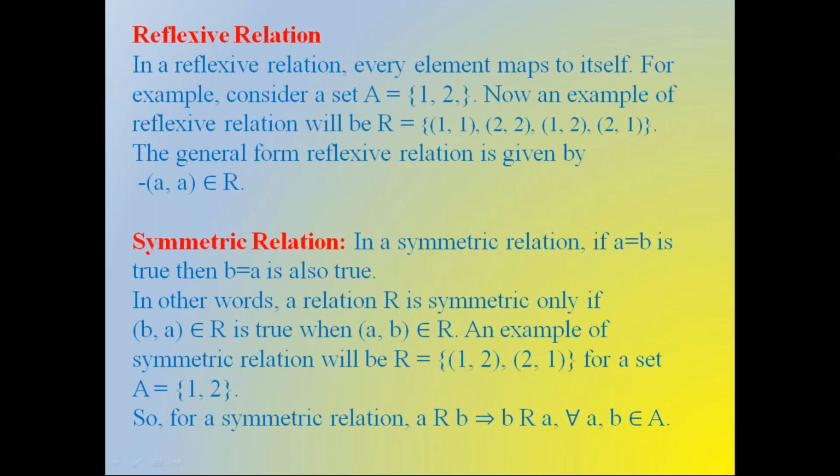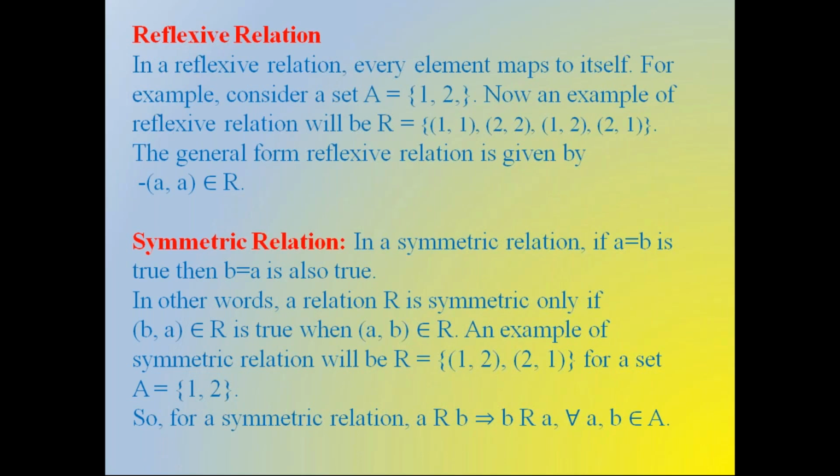In a symmetric relation, if a equal to b is true, then b equal to a is also true. In other words, a relation capital R is symmetric only if (b, a) belongs to R is true when (a, b) belongs to R. An example of the symmetric relation will be capital R equal to {(1, 2), (2, 1)} for a set capital A equal to {1, 2}. For a symmetric relation, if a is related to b implies b is related to a for every a, b belongs to A. Symmetric relation is nothing but it is just like a mirror image.